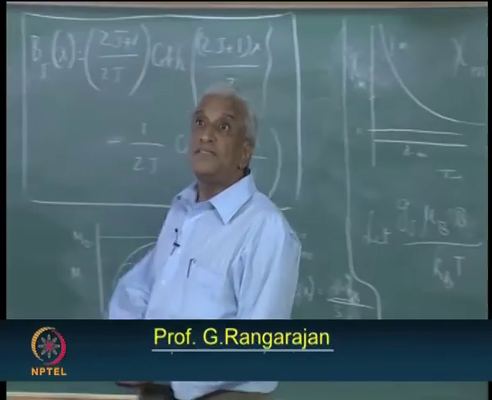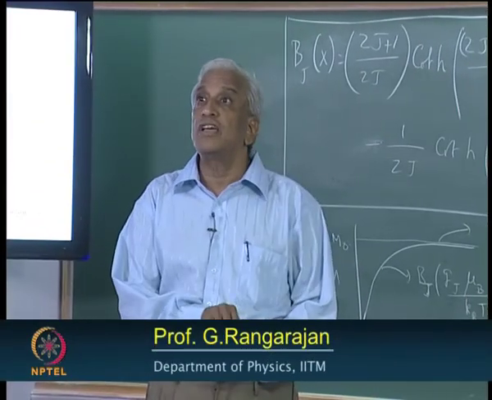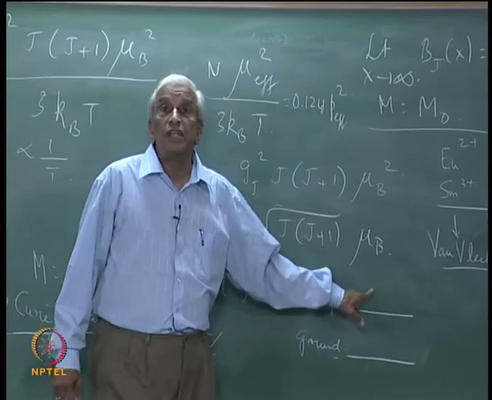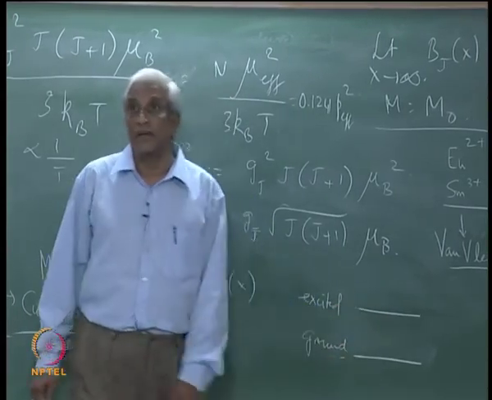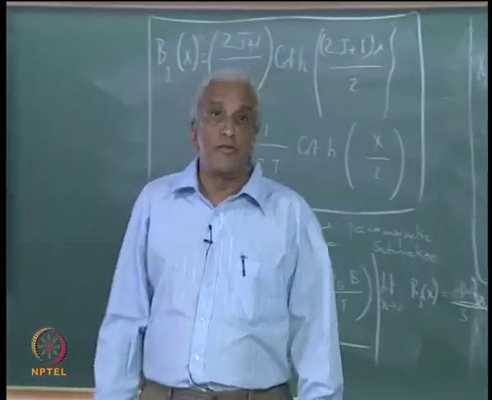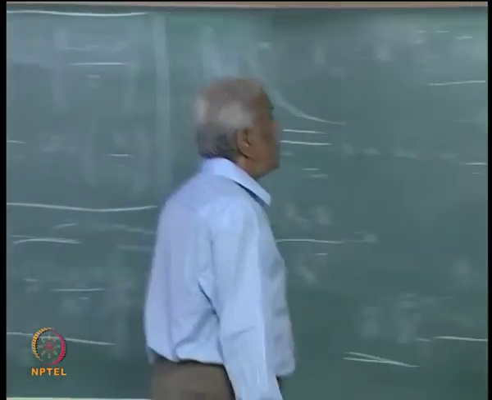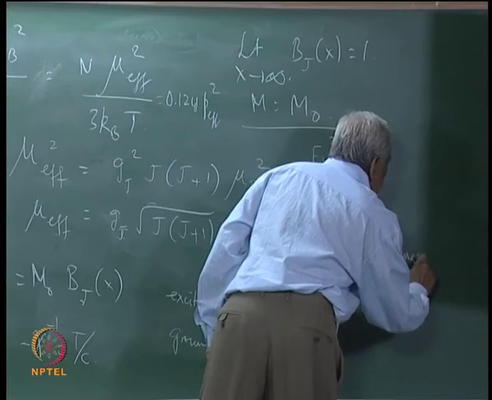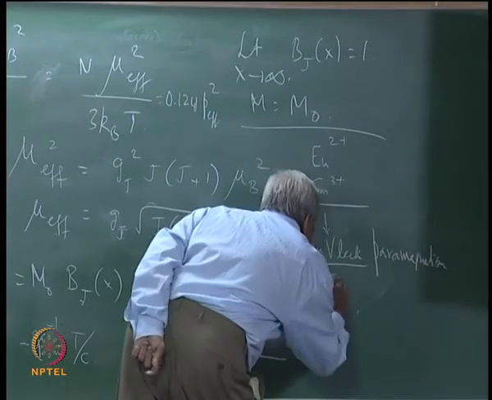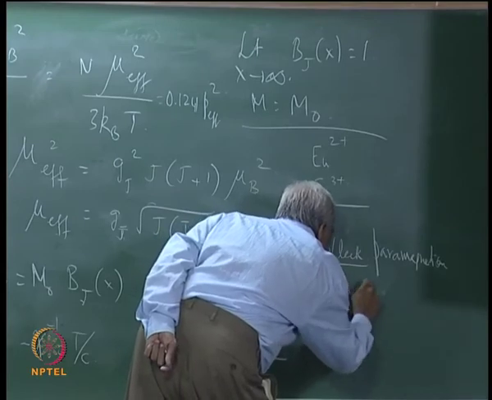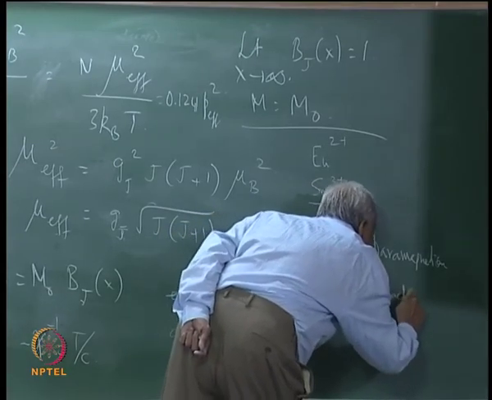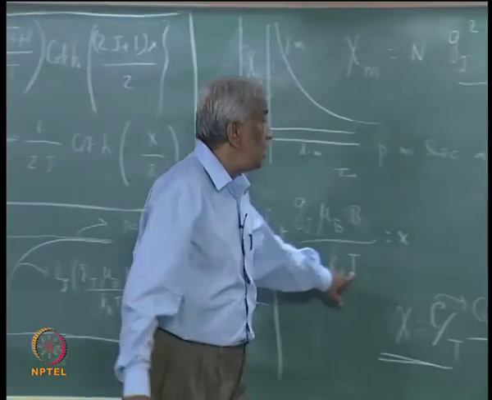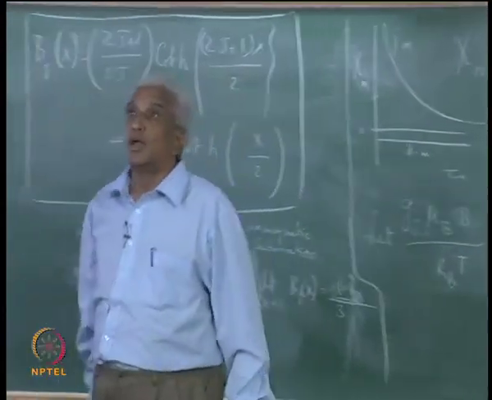Because of this admixture of the excited state into the ground state, because of the relatively small separation between the ground state and excited state, this can mix with this. That is what changes the magnetic moment value. That contributes to what is known as Van Vleck paramagnetism, which is temperature independent, unlike the Curie paramagnetism, which depends inversely on the temperature, it depends on 1 by T.